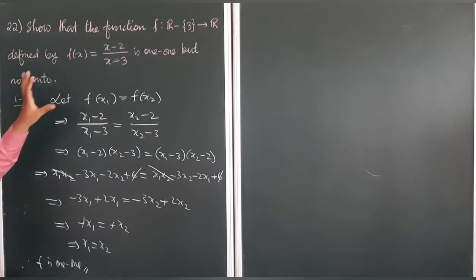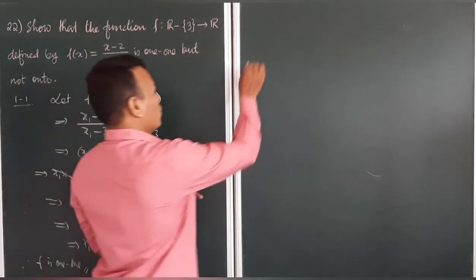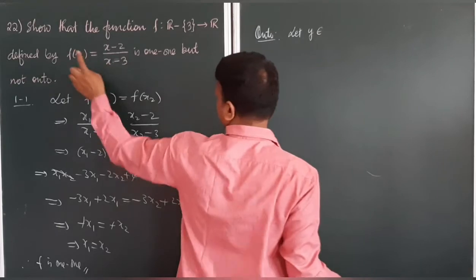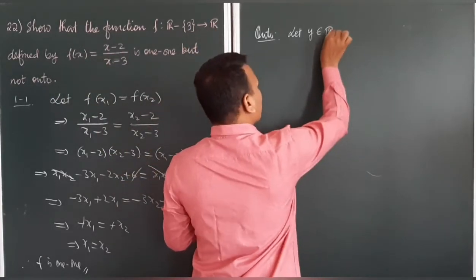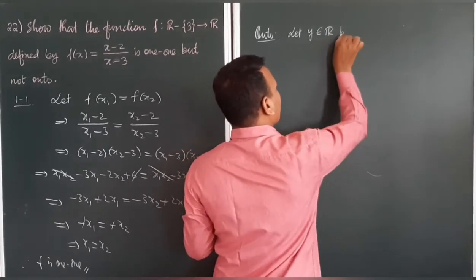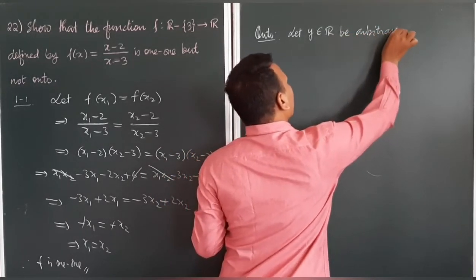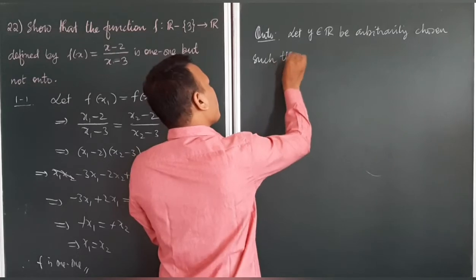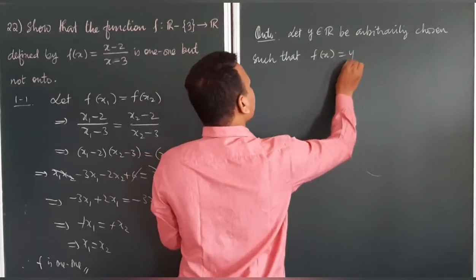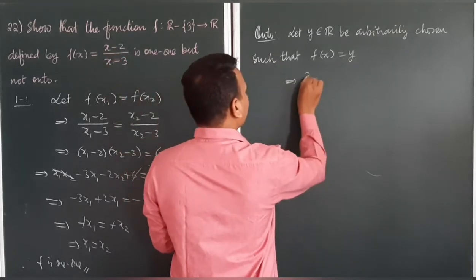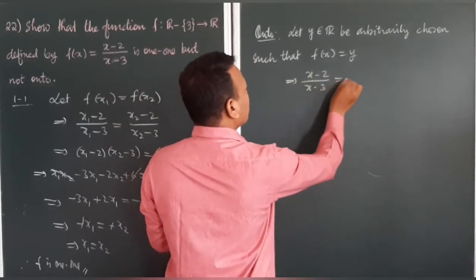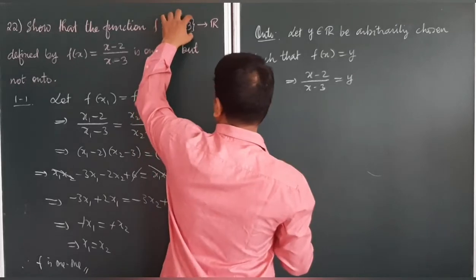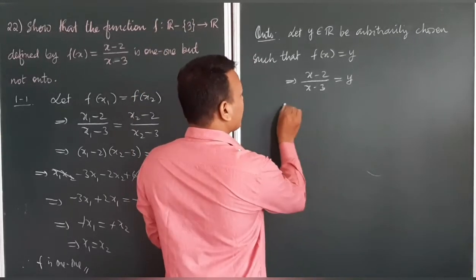Okay, so this is my first part. Now second part is we need to prove that this is not onto. So let me choose one random element. Let y be chosen randomly from the second set. What is the second set? Second set is R. So let y belong to R be arbitrarily chosen such that f(x) equals y. And what is f(x)? f(x) is (x minus 2) divided by (x minus 3), and what is our aim from here? Our aim is to find the value of x, and we will check whether that x comes from the first set or not, isn't it? So let's calculate the value of x here.